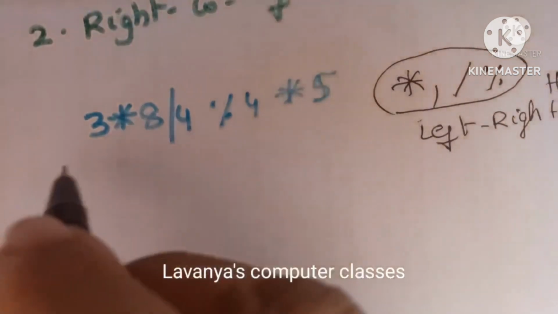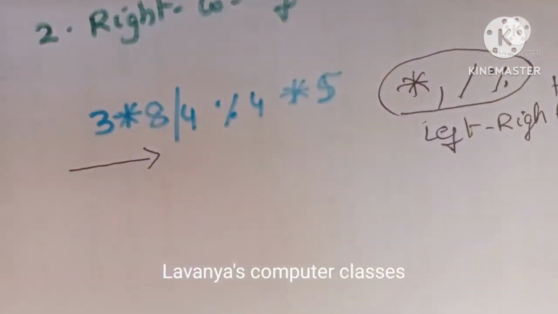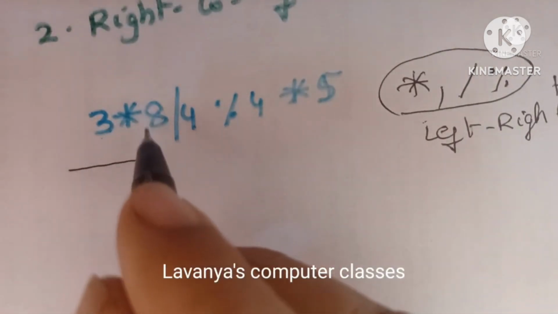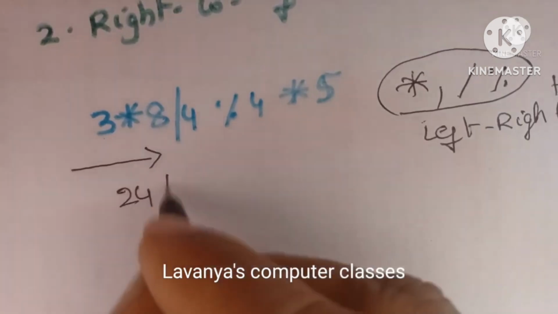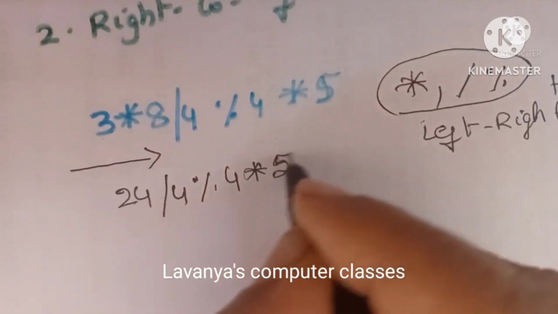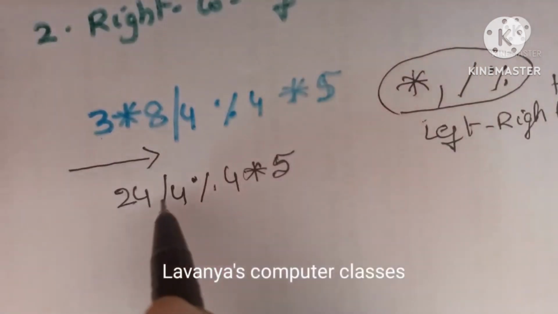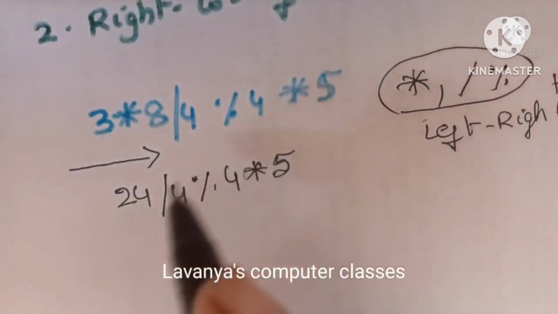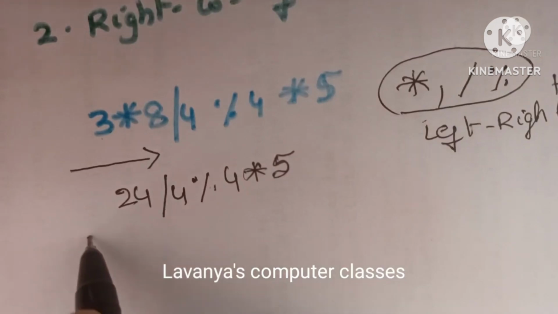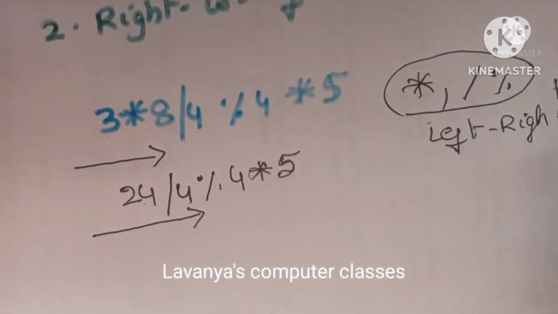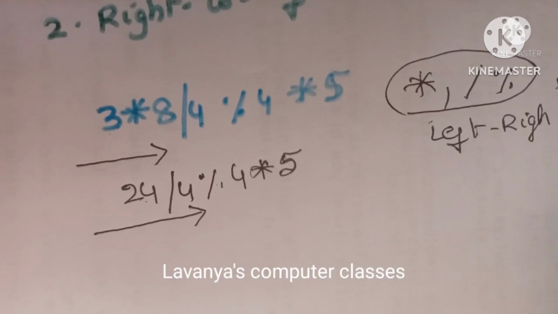Whenever I travel from left to right, which operator is coming first? Into, so multiply first. 3 into 8 is 24. The remaining I write as it is: 24 by 4, mod 4 into 5. Again, division, mod and into are all the same level. By associativity, left to right, 24 by 4. 6 fours are 24, so the answer is 6.